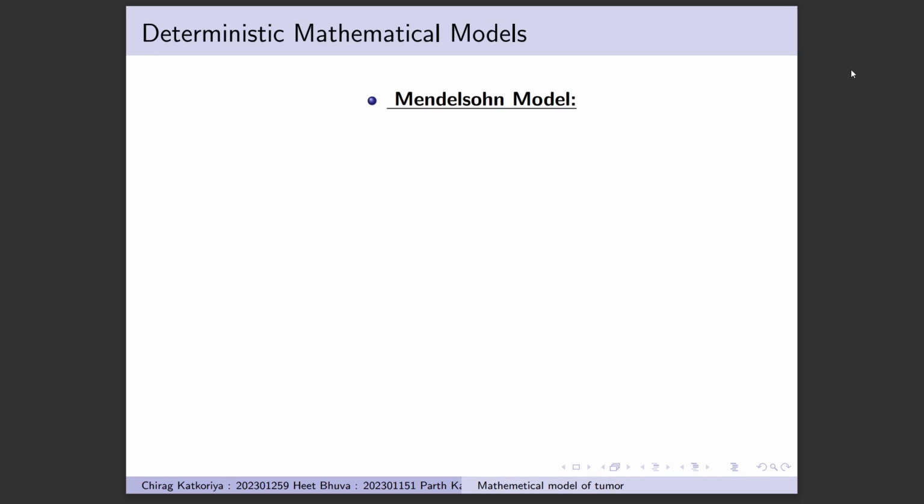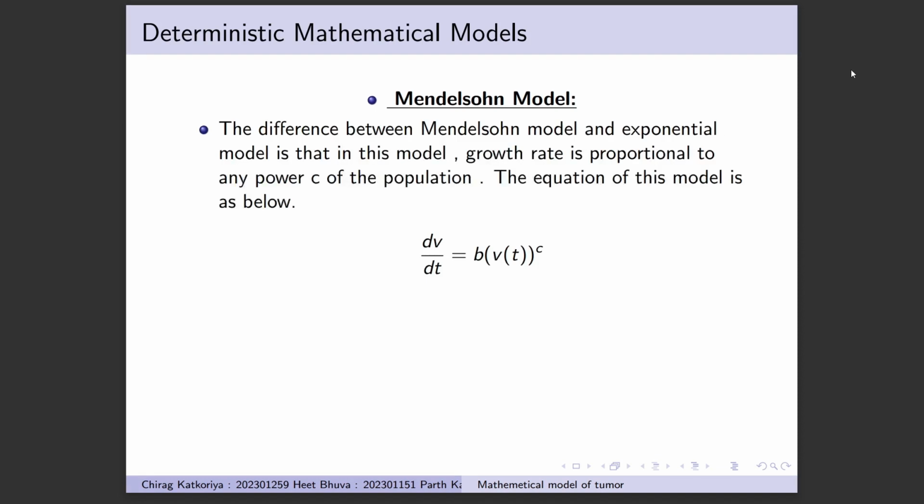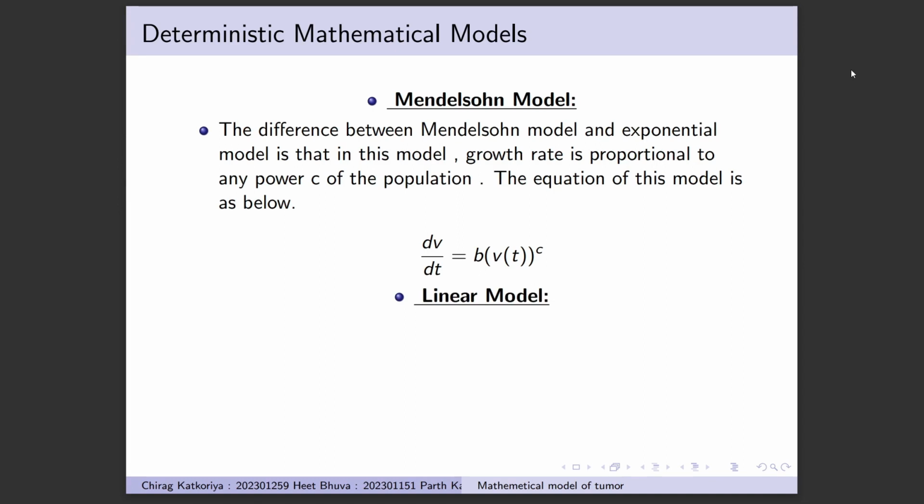Now we come to the Mendelsohn model, which is not so much different from the exponential model, and the growth rate is shown to be proportional to any power c of the population. The equation of the model is dV/dt = b times V to the power c. So it also failed to predict the growth properly. Now we will talk about the linear model.